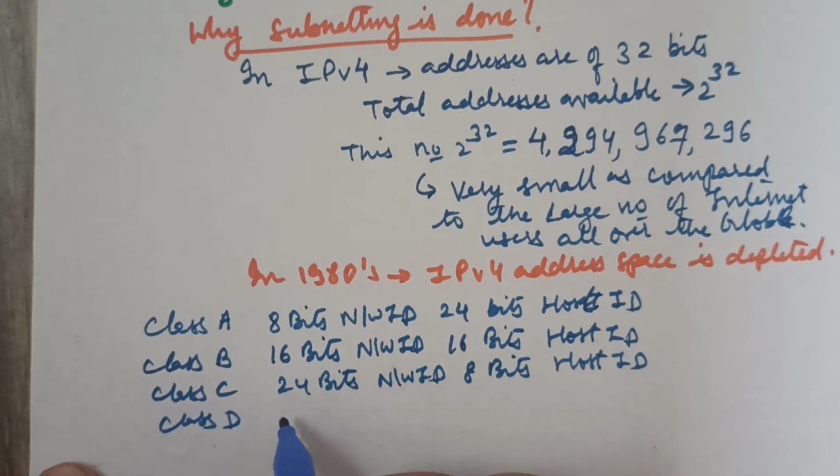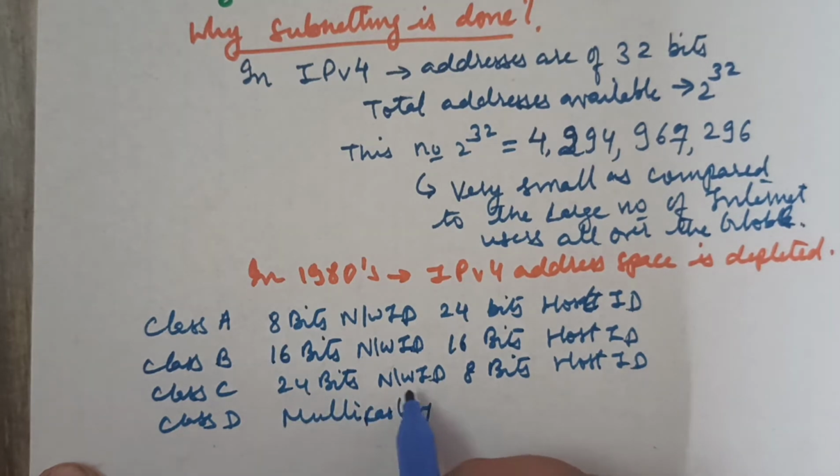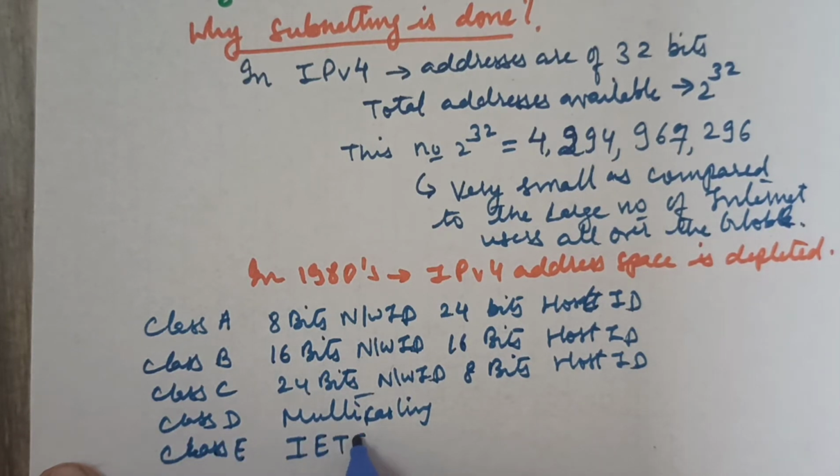Class D IP addresses are used for multicasting and Class E IP addresses are reserved by IETF, Internet Engineering Task Force, for research purpose.